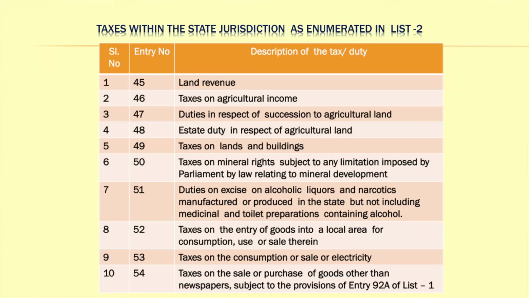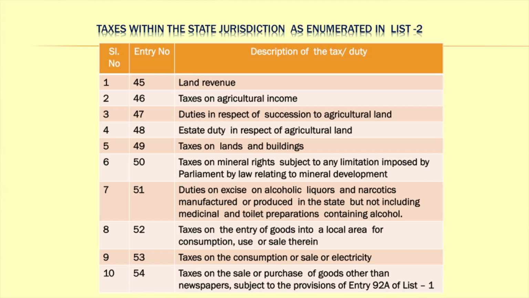That means agricultural land, many people may think that the estate duty is not there, but the duty is there. I think it's one of the ways that the state government is trying to mobilize revenue. Entry 49, taxes on lands and buildings. Basically, it is the state government's main source of income, particularly in urban areas where buildings are cropping up everywhere.